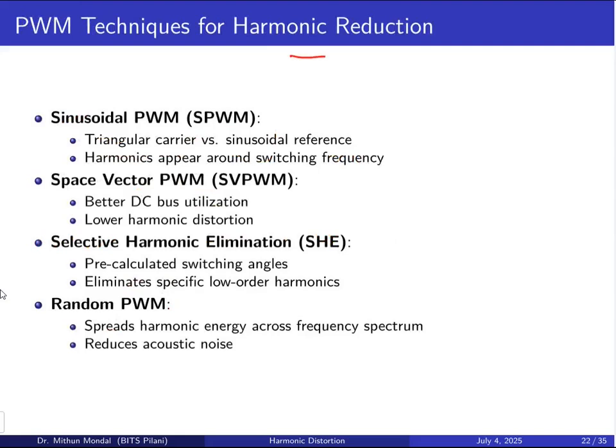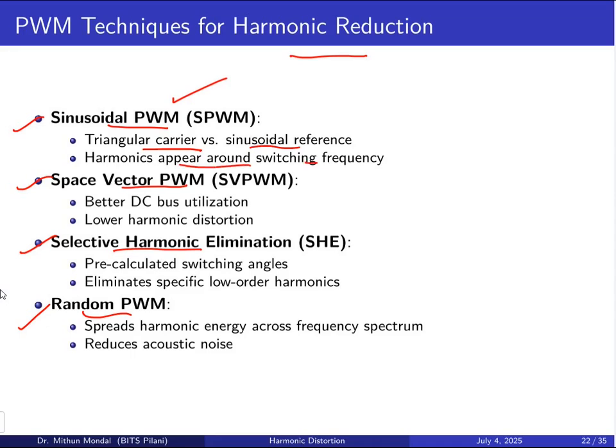PWM techniques for harmonic reduction, there are different PWM techniques suggested. One is sinusoidal PWM, space vector PWM, selective harmonic elimination and random PWM. So a lot of PWM techniques are there. Generally here we are just introducing you to the terms, and in other coming lectures we will discuss these in detail.